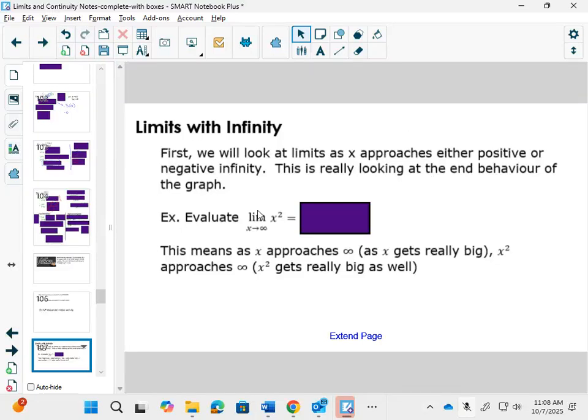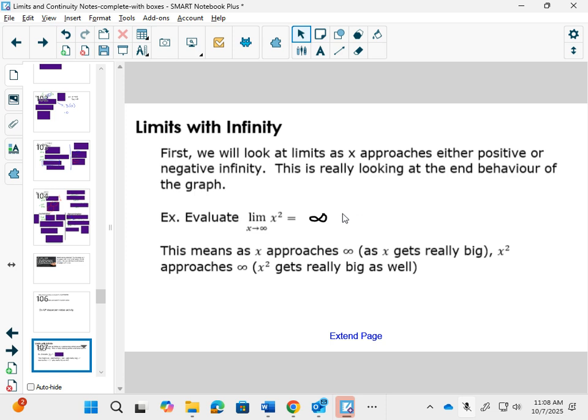Limits with infinity. What happens when x gets either really, really big, positive infinity, or a really, really big negative number, negative infinity? So this first one, what happens as x gets really, really big in x squared? Your answer gets really, really big. So we sometimes write our answer to something like this as infinity. As x gets really big, x squared also gets really big.